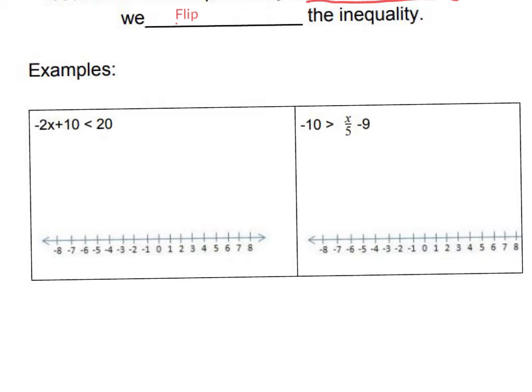Okay, so example 1, we start just the same as we would if we were just going to solve an equation. So we always use those inverse operations. So if we see plus 10, we're going to subtract 10 from both sides. And now here's the part where we need to divide both sides by negative 2. The first thing we want to do with that is flip your inequality. And once you flip that, the rest of it's just like normal.